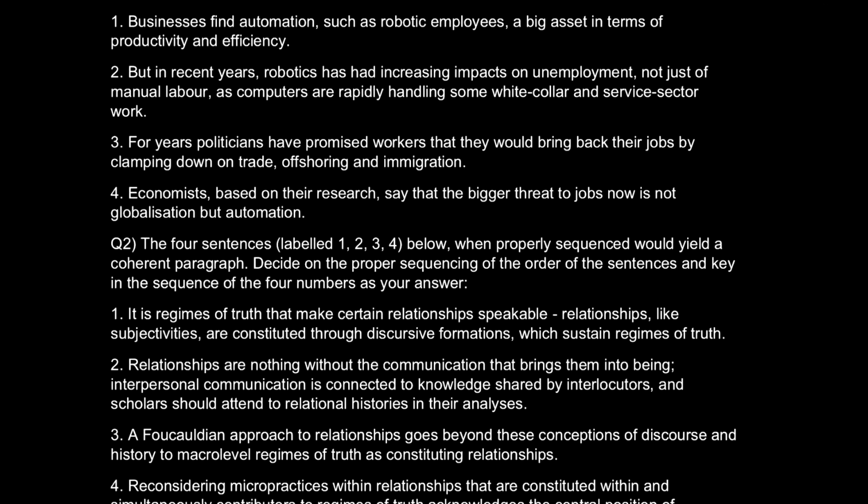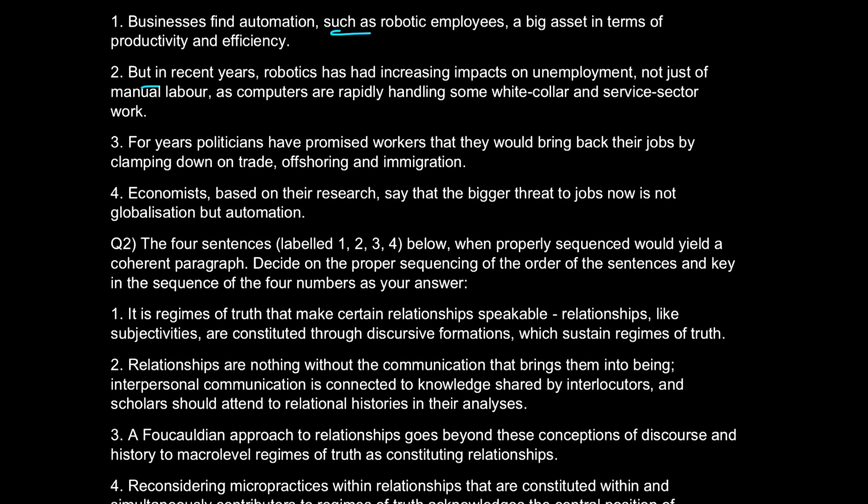Let's get started. Sentence number one says that business finds automation such as, okay, such as means you're giving examples, and examples will never be the first line of my paragraph. But in recent years cannot be the first line of my paragraph either. For years, politicians have promised. Okay, so this is a perfect opening sentence because here they are stating that for years something has been promised to us, but it's actually not happening.